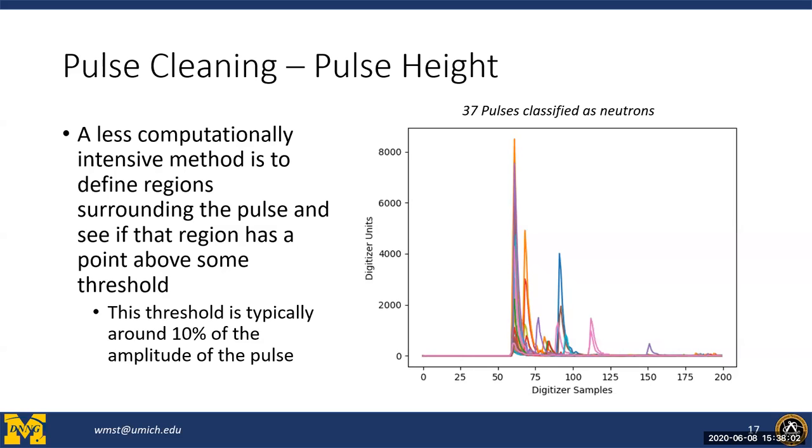This takes down the computational intensity of your analysis greatly, since you're just looking for a maximum point above some threshold in a given region of your pulse. That doesn't mean, however, that let's say we have this red blip here and we have a very intense red pulse. That means that this point may not actually be acquired, and that double pulse might actually get through. So you really have to tune this method to the data set and how you want to go about cleaning your data, things like that to consider.